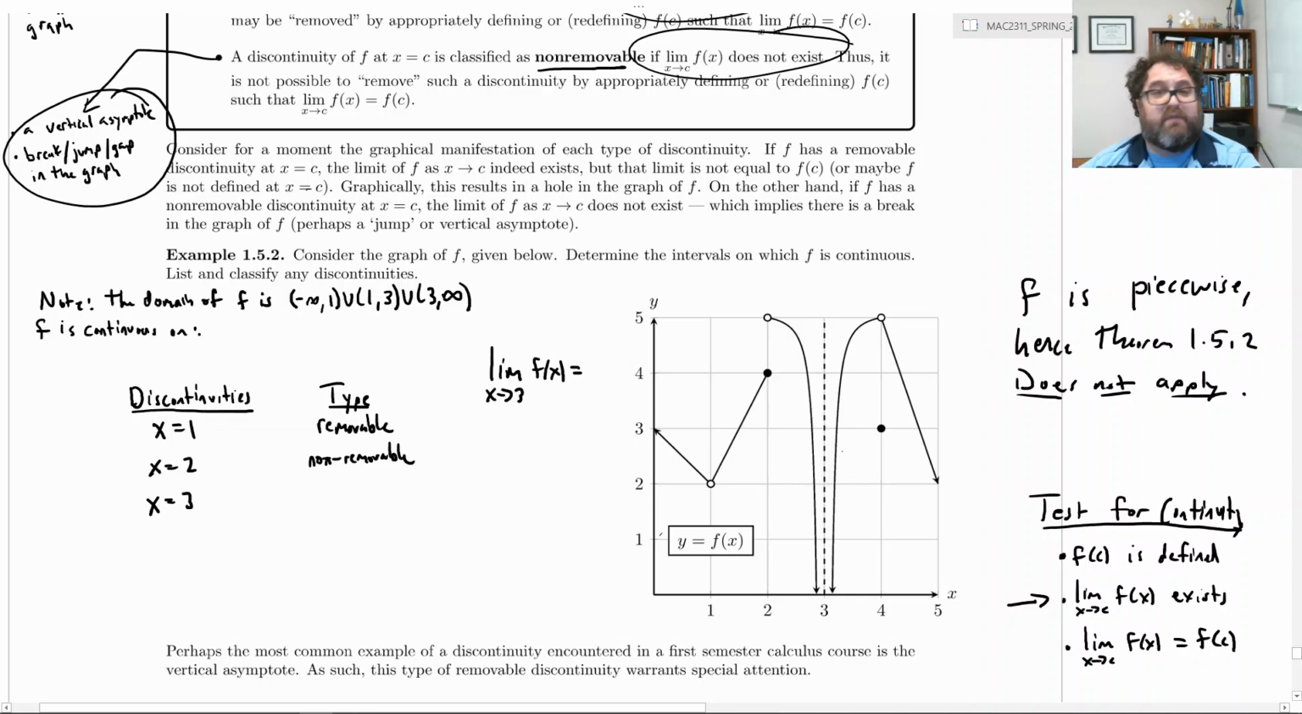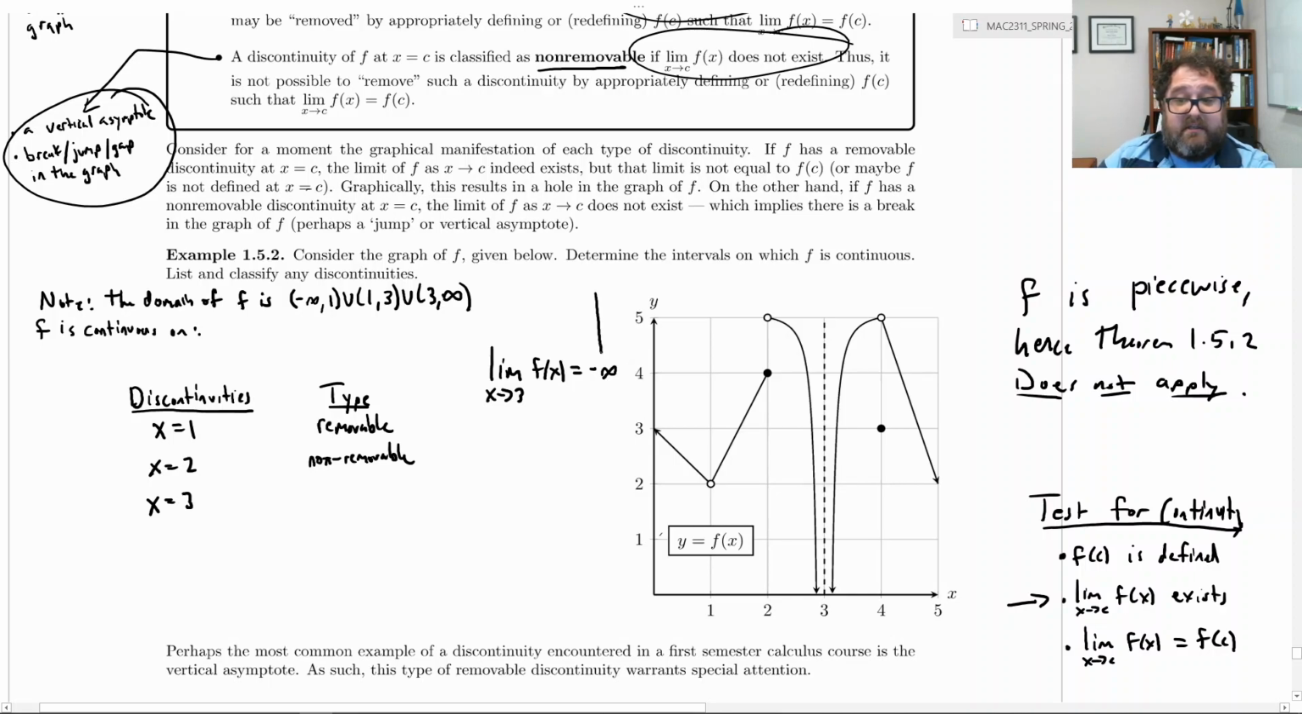Okay, so from the left, we see that the function's going off towards negative infinity. From the right, what do we see? That function's going off towards negative infinity. Since the behavior from the left and the right are the same, we know that the limit is negative infinity. Now, here's where we have to be careful.